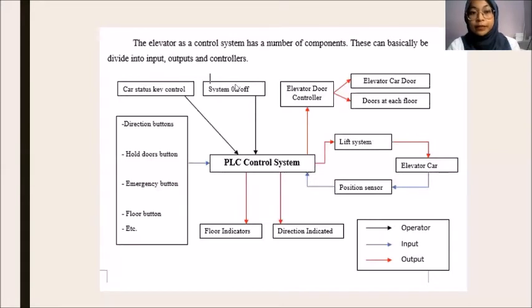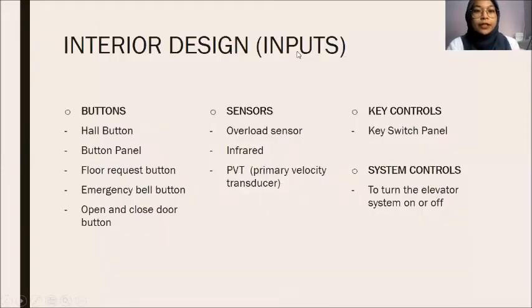As you can see here, the elevator control system has a number of components. This can basically be divided into input, output, and controller. The black one is the operator, the blue one is the input, and the red arrow is the output. For the interior design, the input consists of buttons, which are hall buttons. Hall buttons are usually located at the lobby, which we use to call the lift to go to the desired floor.